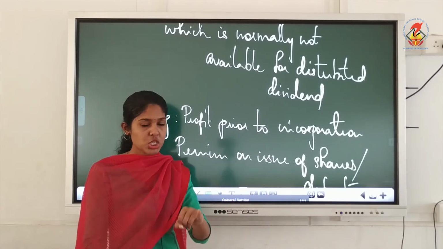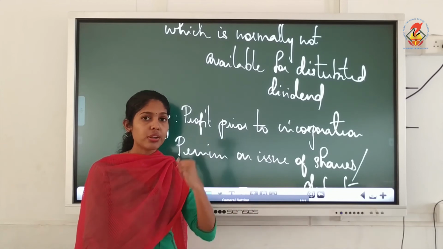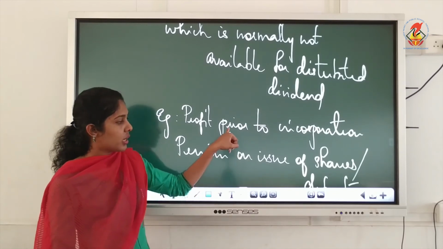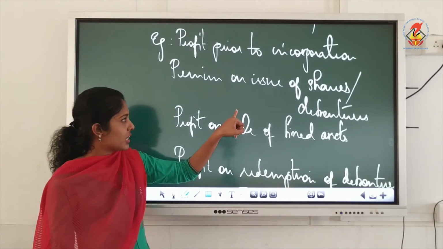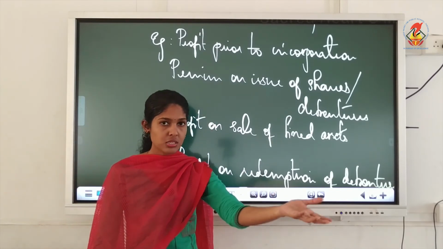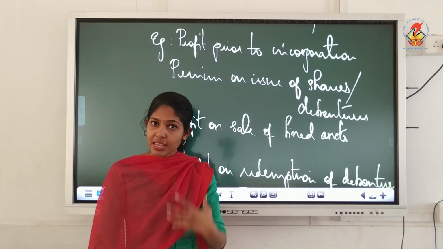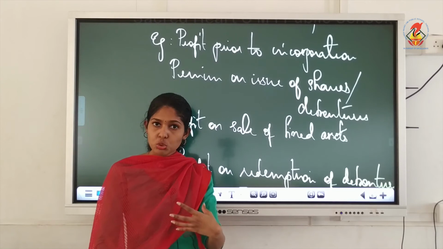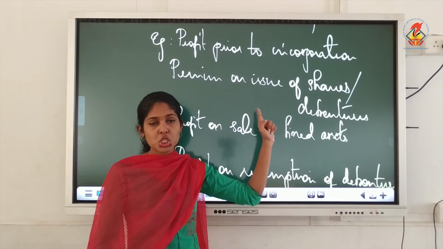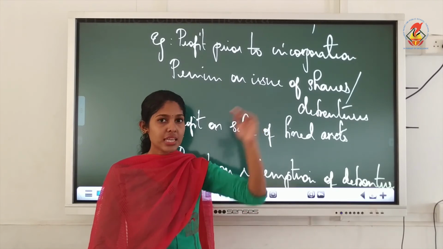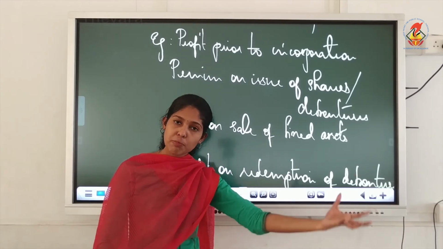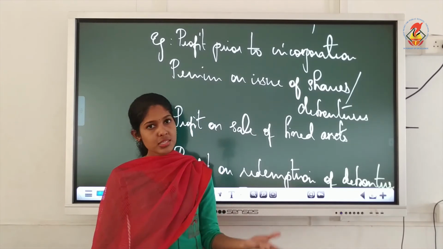Profit prior to incorporation means profit earned prior to the constitution or registration of your firm. Such profits will not normally be utilized for distribution of dividend. Then premium on issue of shares or debentures. When we issue shares to others, of course we will get money. That is a way of raising finance. And we can issue shares at a price higher than their actual price. That's called shares issued at a premium. Premium means higher than the actual price. So that way also you can make profit. And out of this profit, when you keep aside some amount as reserve, that is called capital reserve.